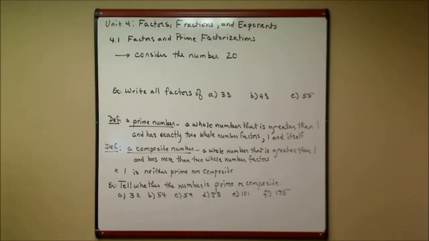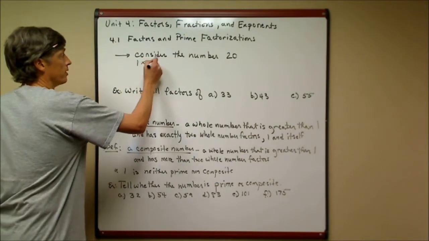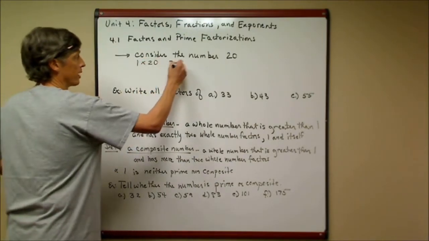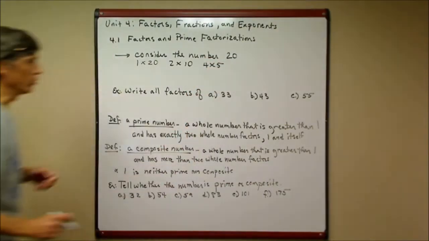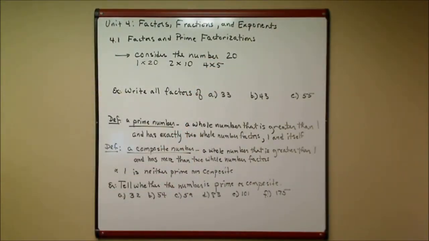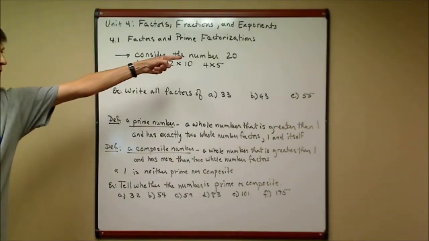All right, let's consider the number 20. The number 20 can be thought of as 1 times 20. It can be thought of as 2 times 10. It can be thought of as 4 times 5. Those are considered pairs of factors. Factors are what you multiply together. In this case, these factors multiplying together give us 20.